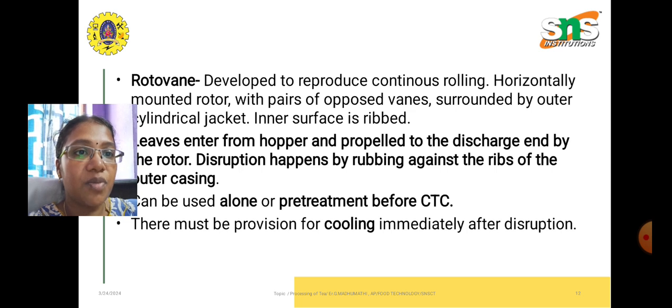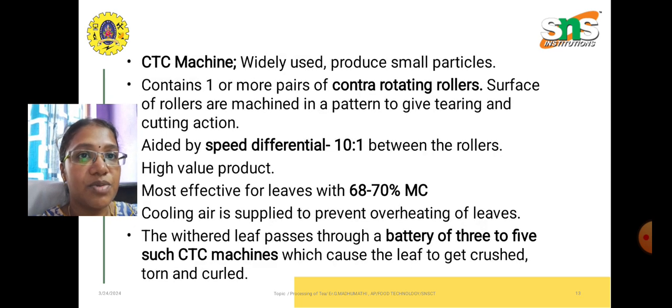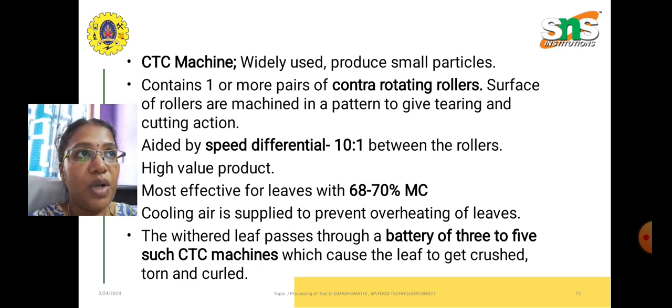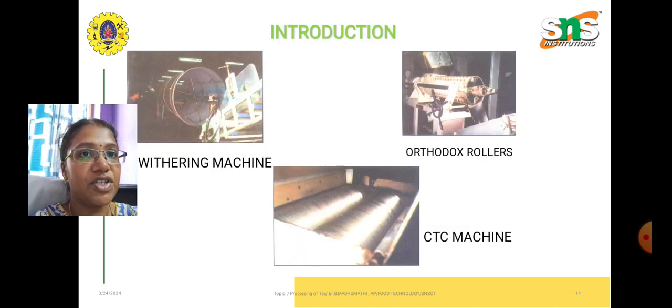There must also be some provision for cooling immediately after the disruption process. The CTC machine, as we said, is mainly used to produce smaller particles, and it contains one or more pairs of contra-rotating rollers. It also yields a very high value product. The most effective moisture content for the CTC machines is around 68 to 70%. In this picture we can see the withering machine, orthodox rollers and the CTC machine that are used for the processing of the tea.